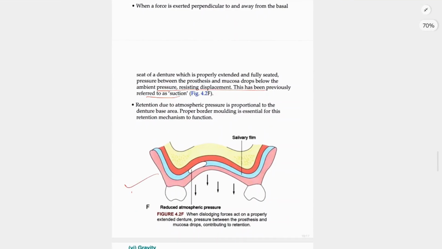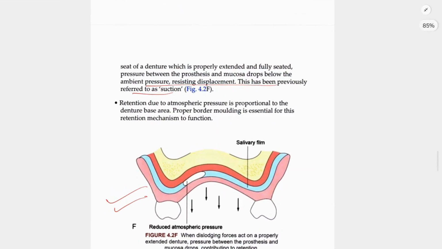So you can draw this diagram. Draw two teeth, show the forces that are acting downwards, and just write, when dislodging forces act on a properly extended denture, pressure between the prosthesis and the mucosa drops, contributing to retention. So if there is no proper peripheral seal, or if you commit any mistake during the border molding, then you will find that patients are not happy with the dentures, as the denture just keeps on falling. Retention due to atmospheric pressure is proportional to the denture base area.